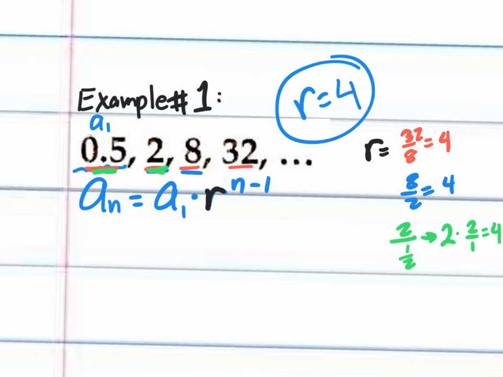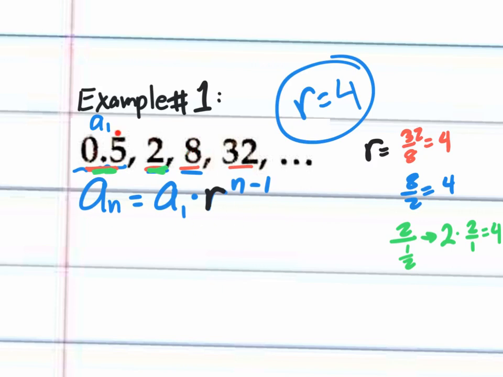What is 2 times 4? It gives you 8. What is 8 times 4? It gives you 32. So as you can see, on geometric sequences you really are multiplying by that common ratio, which you found by taking a number and dividing it by the previous one. You're multiplying by the common ratio to get to the next number. So the formula itself makes total sense.